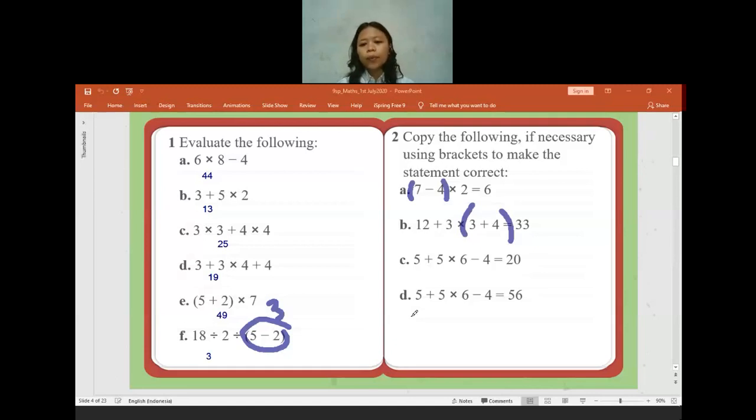Where do I have to put the bracket? 5 plus 5, like this, and after 6, minus 4. Okay, good job. Is there anyone who is confused? 5 plus 5 equals 10. 6 minus 4 equals 2. 10 times 2 equals 20. Good job. What about D?